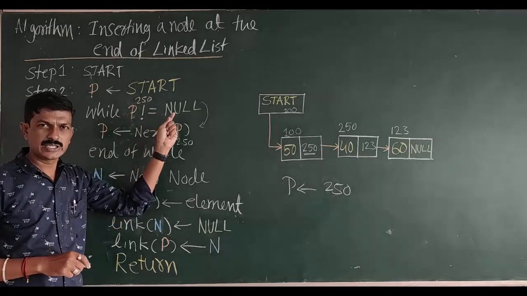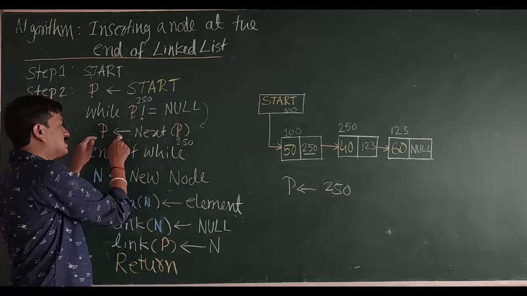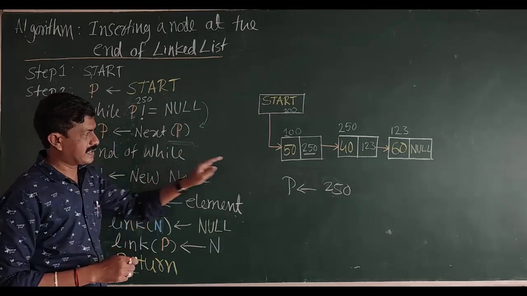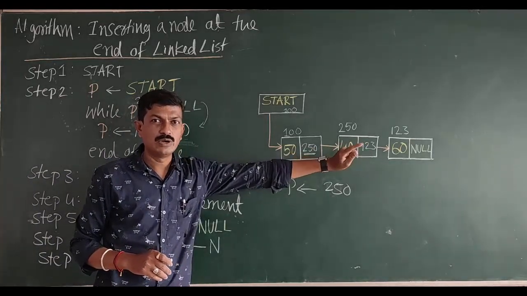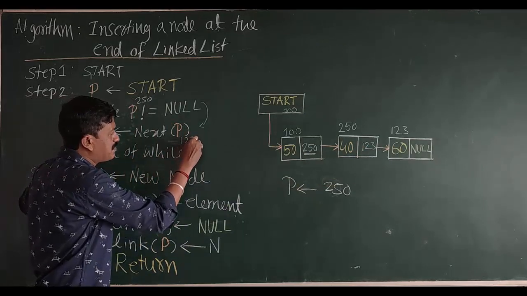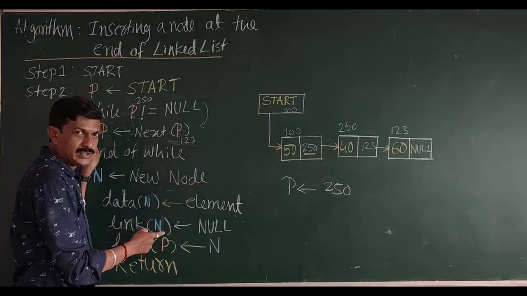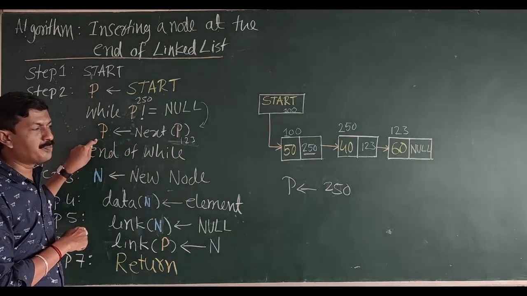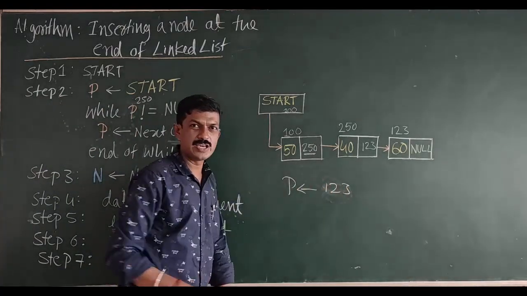Once again, 250 is not equal to null. Yes, the condition becomes true. Enter the loop, which visits the second node, which contains data part 40 and address part 123. P equal to next of p means I am assigning the address in the link part of the second node to the variable p. Now p is 123.